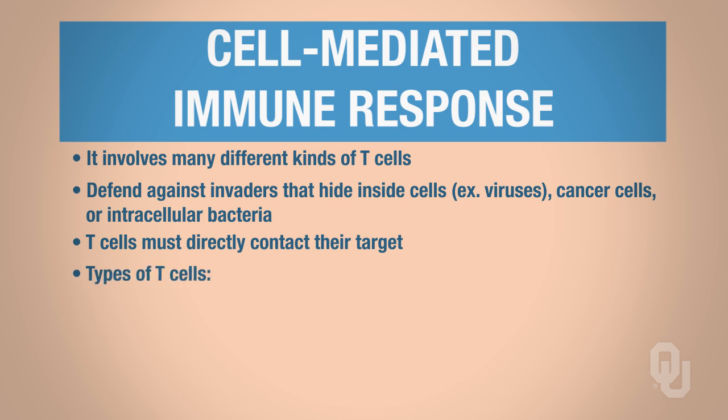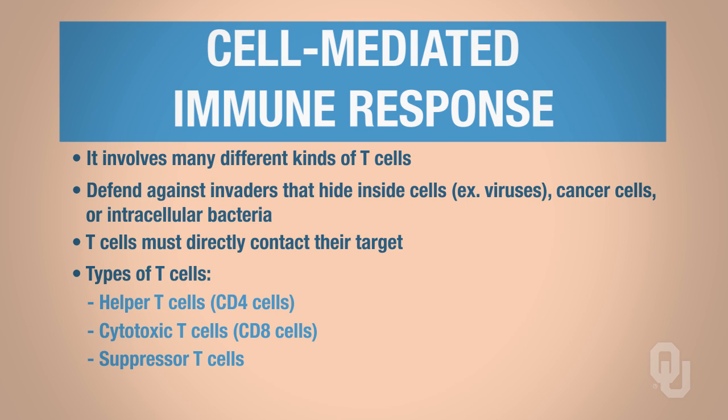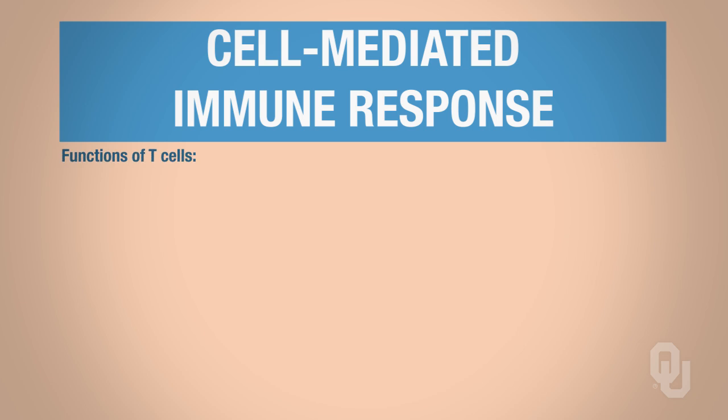The types of T cells we'll be working with are the helper T cells, which are also known as, or AKA, CD4 cells, cytotoxic T cells, which are also known as CD8 cells, and then suppressor T cells. Be sure that if I mention a CD4 cell to you, you understand that that's a helper T cell. Okay, so let's look at the functions for these three different types of T cells.